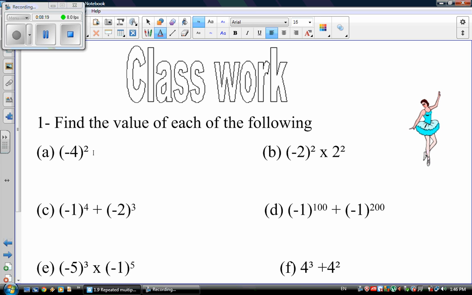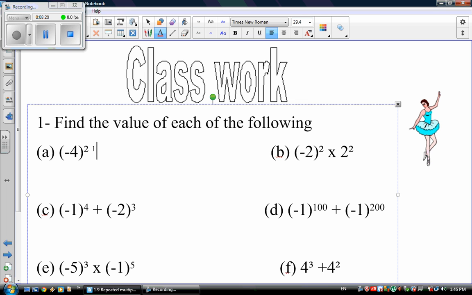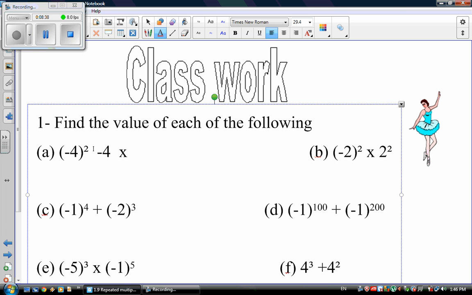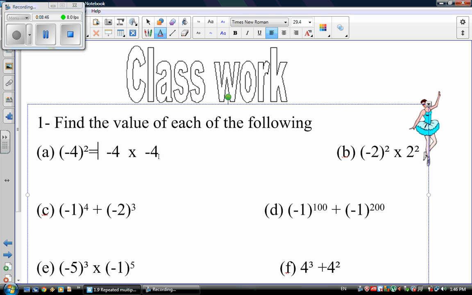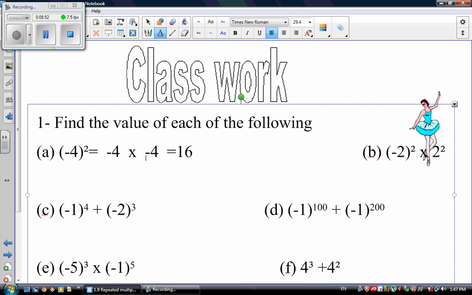We are going to solve some exercises as a classroom. Let's try number 8. Negative 4 to the power 2 means negative 4 multiplied by itself. How many times? 2 times. So, negative 4 times negative 4 equals 16. As the two signs are the same, the answer will be positive, and 4 times 4 will be 16.